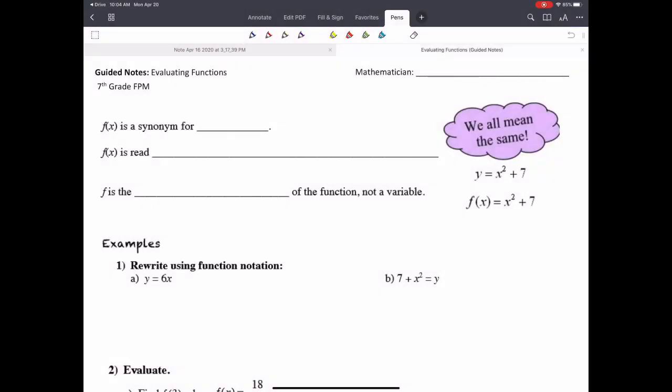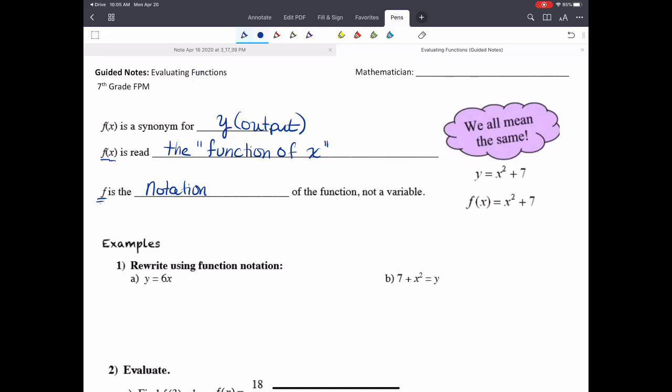Let's just kind of start with some basic review here. F of x is a synonym for the y, basically the output, the dependent value. This right here is read as the function of x. F is the notation of the function, not the variable.